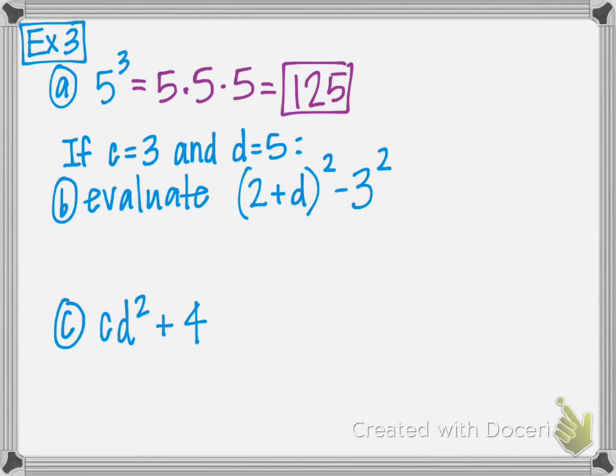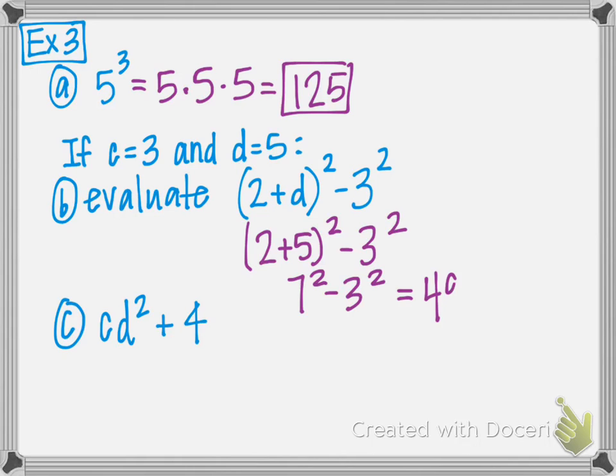Okay? B, I want you to evaluate. So what that means is, since C equals 3 and D equals 5, you're going to take 3 and put it in for every C, and you're going to take 5 and put it in for every D. So right here you're just going to replace D with 5. So it's going to be 2 plus 5 squared minus 3 squared. So that's 7 squared minus 3 squared. So 49 minus 9. So my answer is 40.